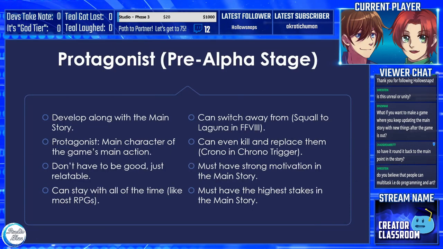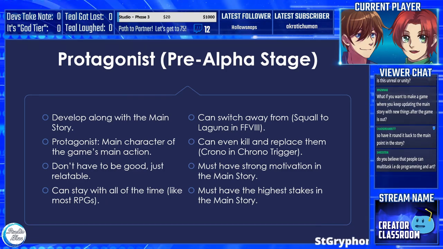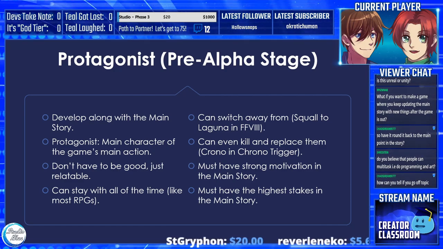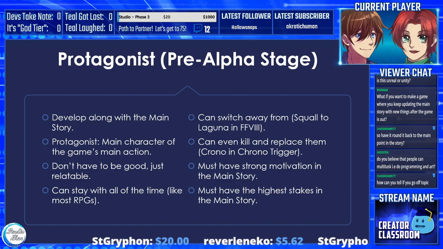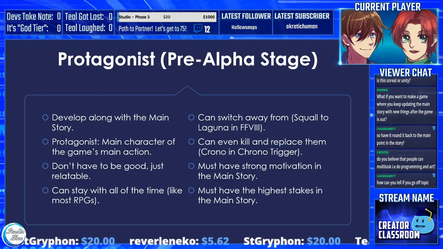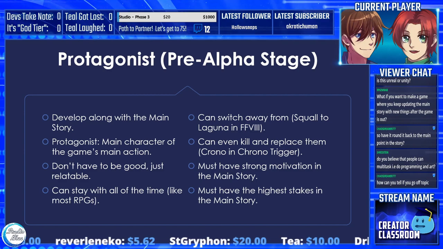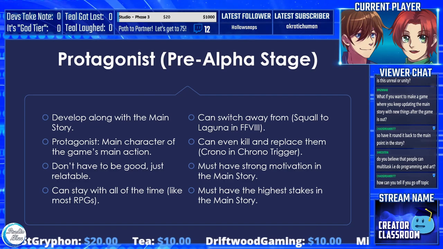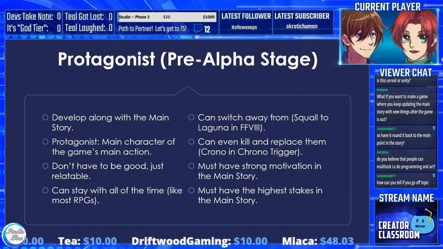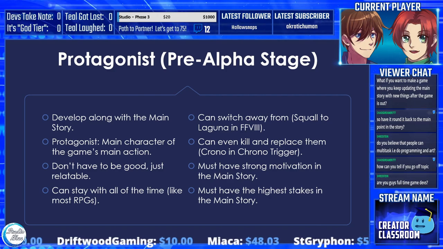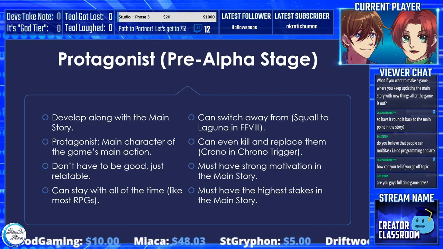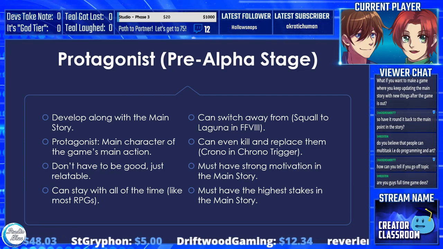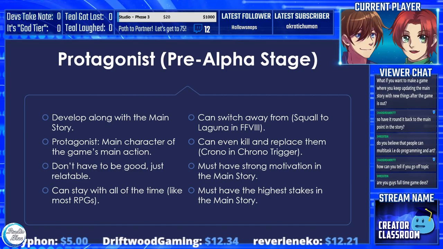All right. The protagonist. You should develop this along with the main story. Your protagonist is your main character, the person who the player follows for most of the game's main action. They don't have to be a good person, just relatable. You can stay with the protagonist all of the time, such as in most RPGs. You can switch away from protagonists for some lengths of time, such as switching from Squall to Laguna in Final Fantasy VIII, or even kill the protagonist and replace them with another, such as with Chrono in Chrono Trigger.